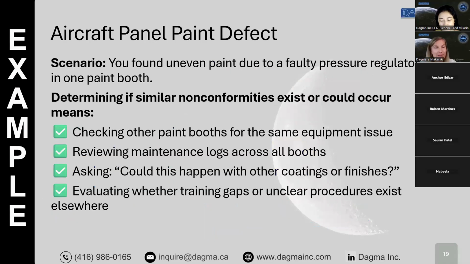So as an example, continuing with our uneven paint in this case, due to faulty pressure regulator in one paint booth. So determining if similar nonconformities exist or could occur would mean that we're going to check other paint booths for the same equipment issue. We could review the maintenance logs across all the paint booths. We could ask, could this happen with other coatings or finishes? So is this only isolated to this type of paint, to this type of finish, or can this happen in other situations? Evaluating whether training gaps or unclear procedures exist elsewhere.